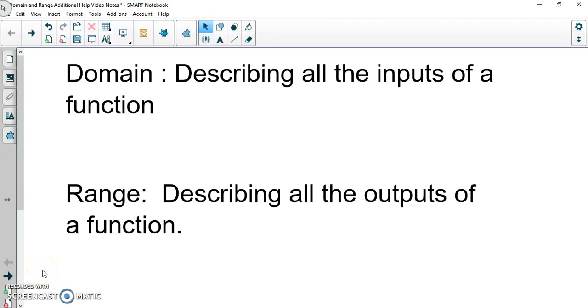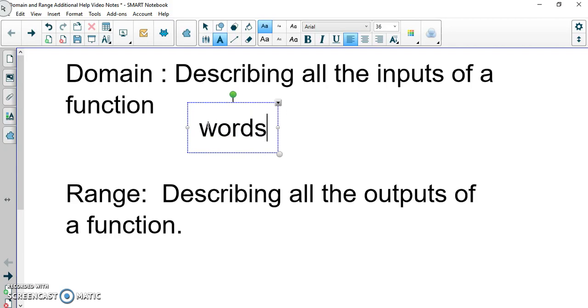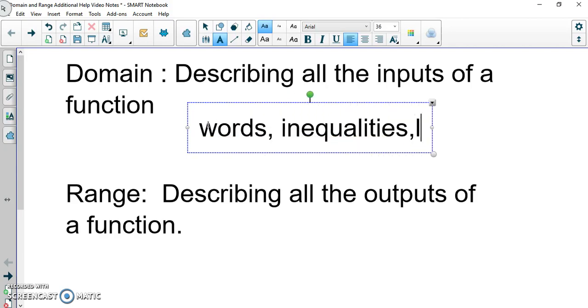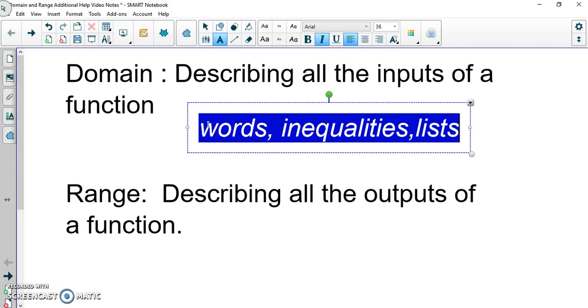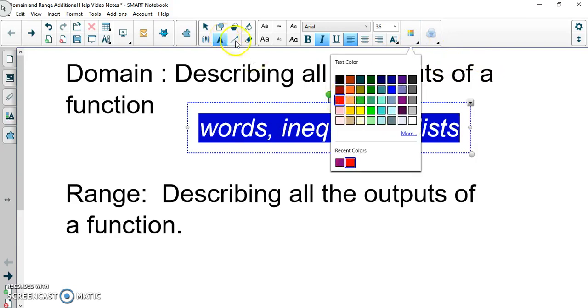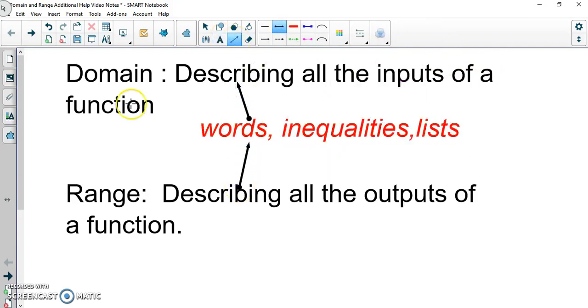So we're going to do a quick little reminder on how to find the domain and the range of a function. So here are your basic definitions for domain and range. We need to describe all the inputs and all the outputs of a function. And there's different ways that we can describe. We can use words, or we can use inequalities, or we can use lists. Those are our main ways of describing the domain and the range.